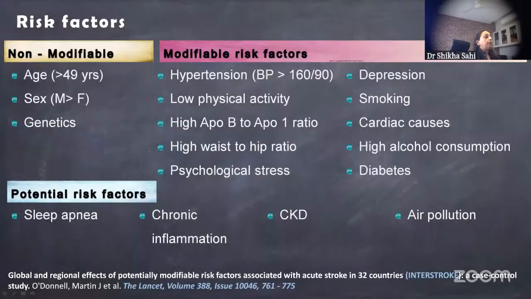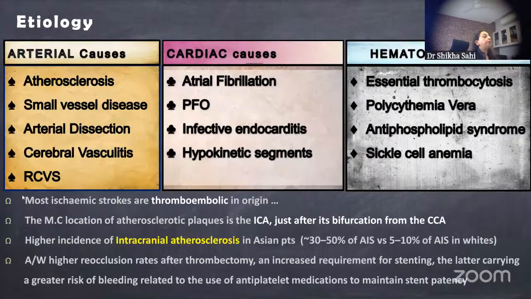So what are the risk factors? We all know. We can skip it. But etiology is important. Most of the strokes are thromboembolic in origin. And the most common location of the atherosclerotic plaque is in the internal carotid artery, just after its bifurcation from the common carotid artery.